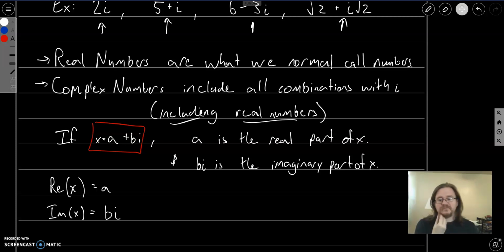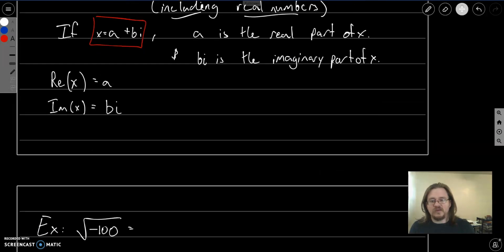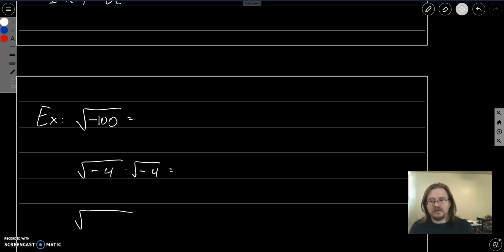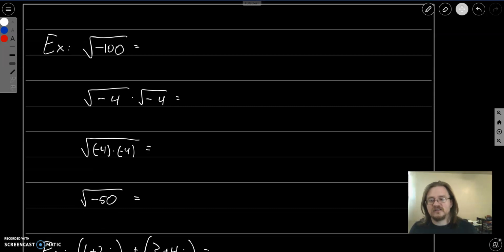But we won't really see this. This is just kind of useful to mention. So I think what I really want to do is practice working with i, going through and making sure that we understand exactly what's happening.